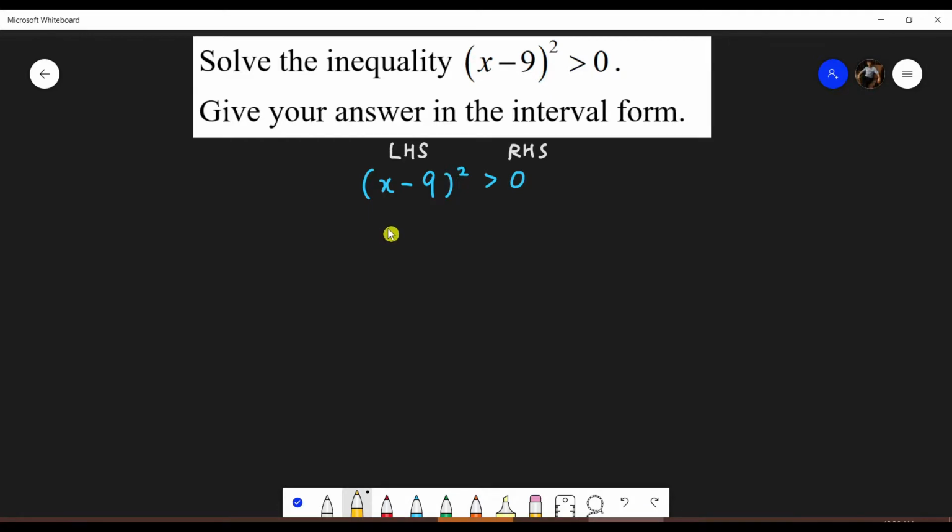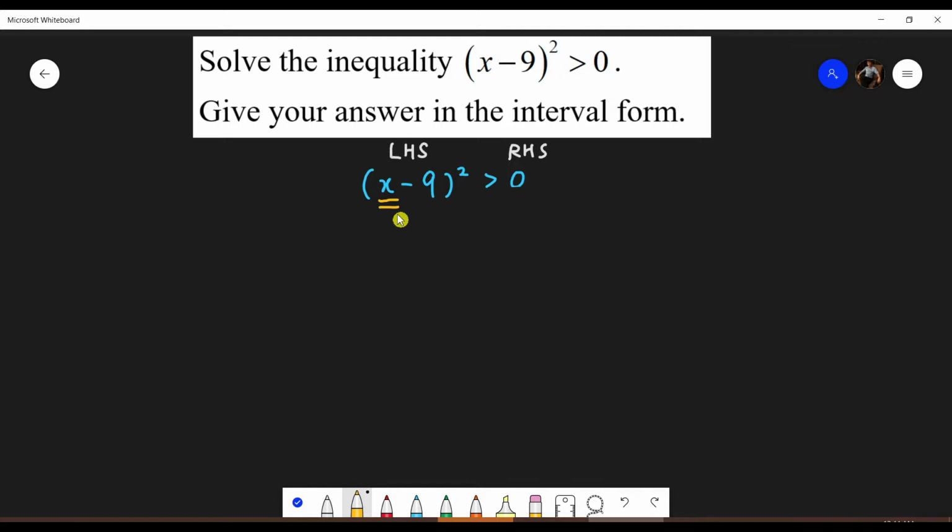Well, to start, you should know that (x - 9)² is on the left hand side and 0 is on the right hand side. So what is the requirement of the question? We want to find the values of x, the values of x that, when substituted into the left hand side, give a value greater than 0. Whenever you see the word solve, it means we want to find the values of the unknown, that is x.